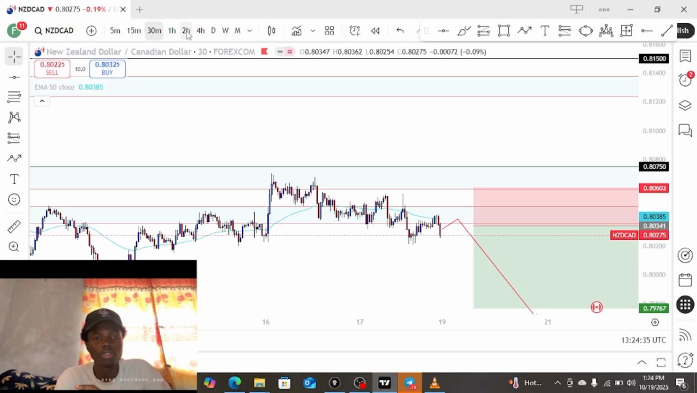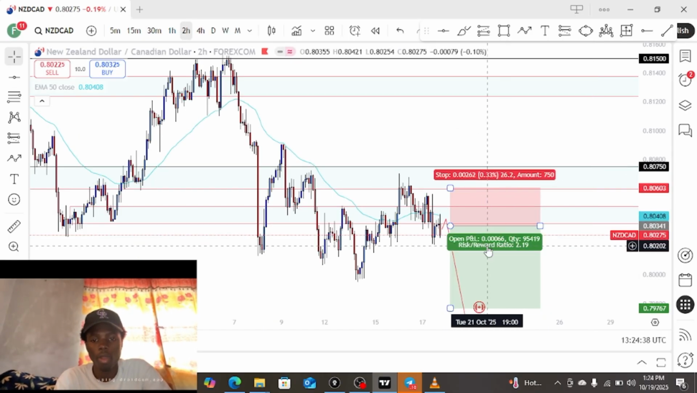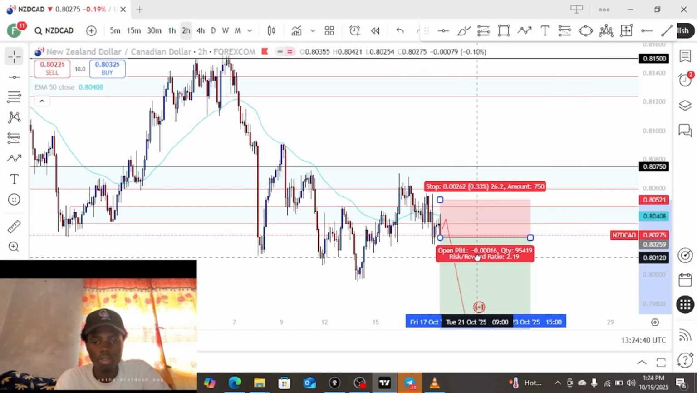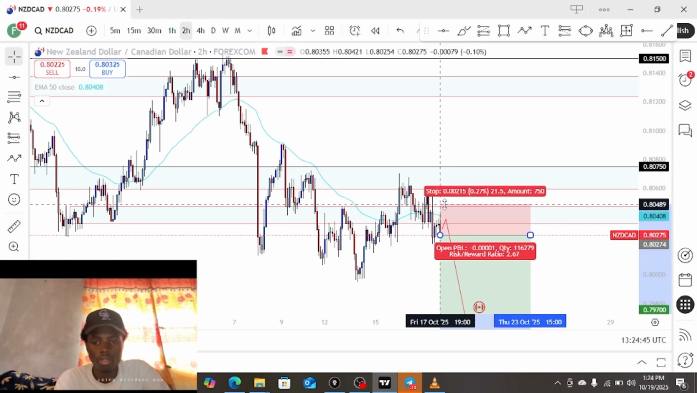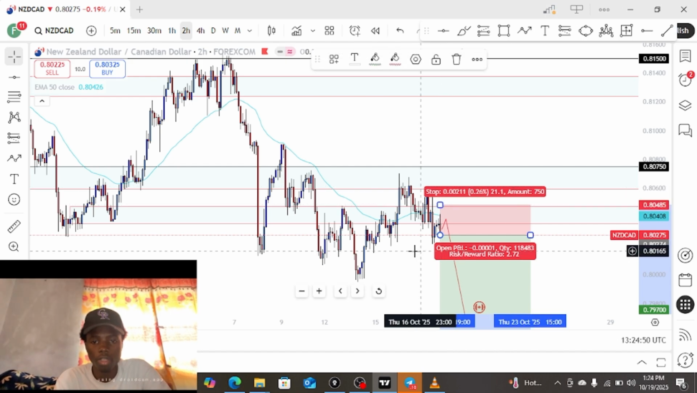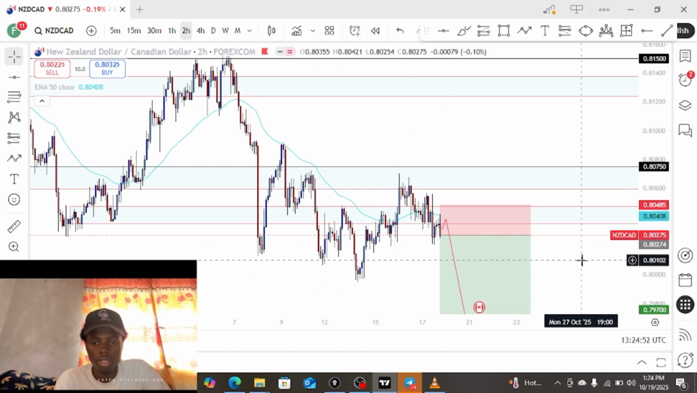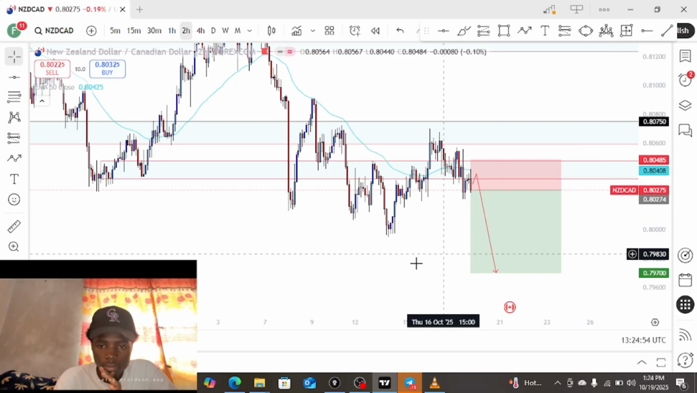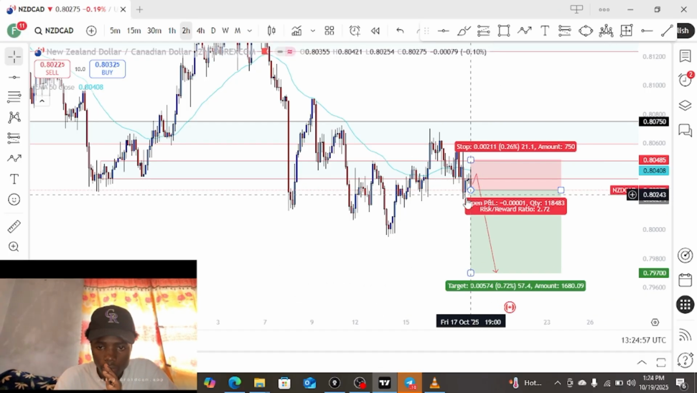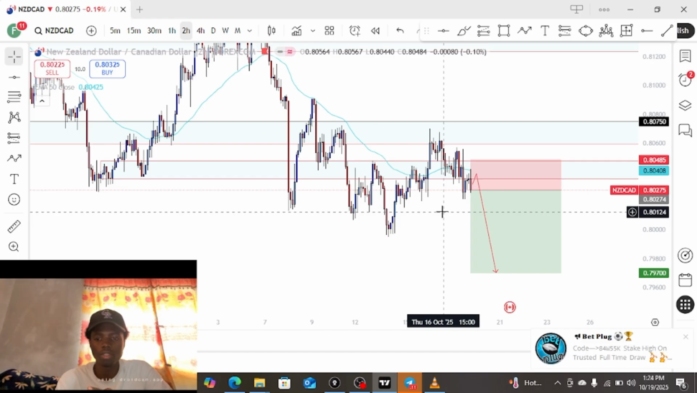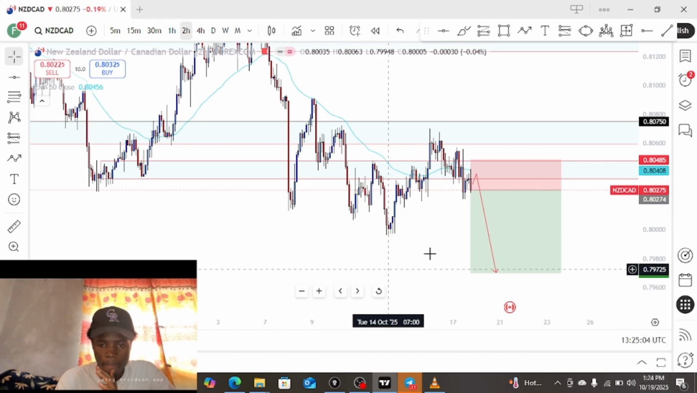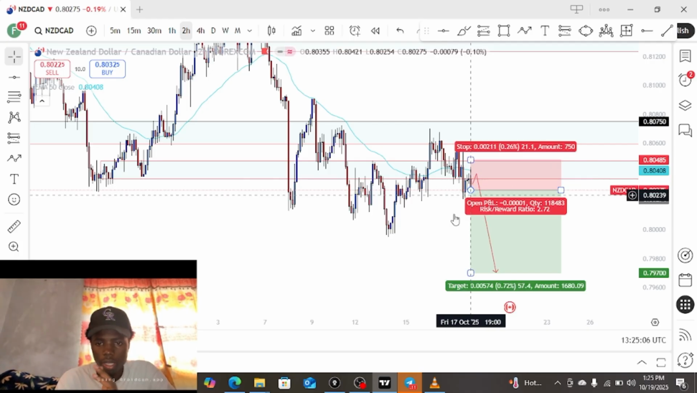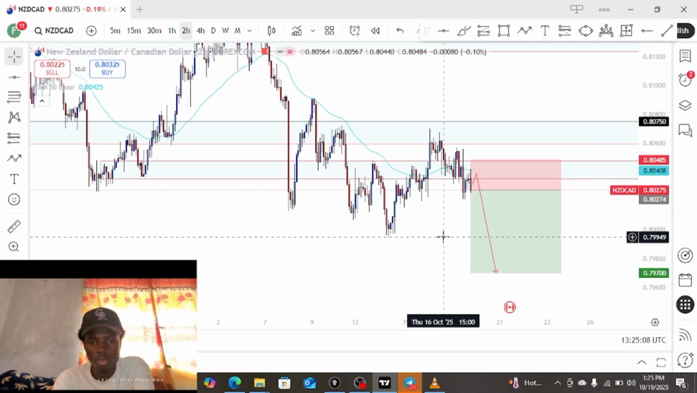Bro, this is my number one trade, bro. My number one pair. Number one pair right here. Put my stop loss right here above the EMA. I'm gonna take this trade. I take this trade. Look at this juicy bearish engulfing.